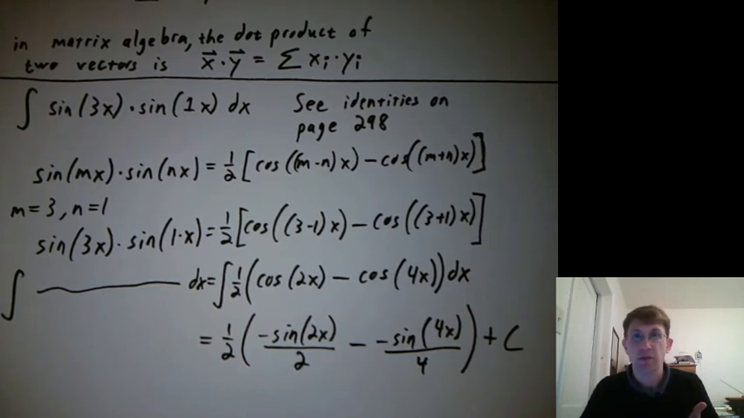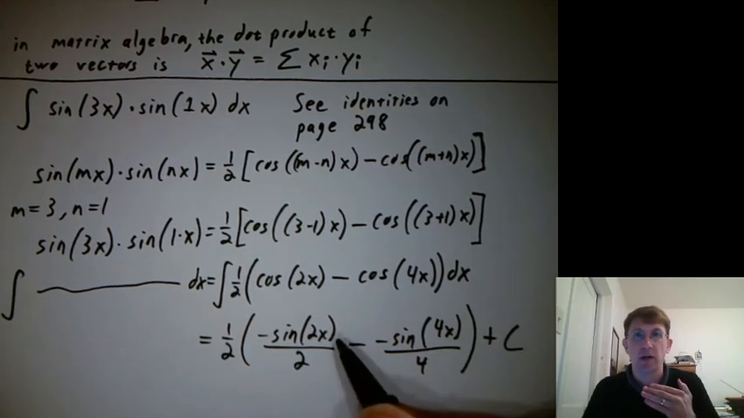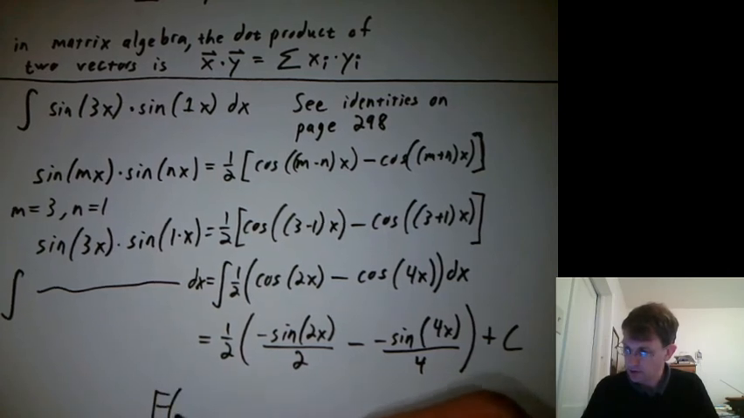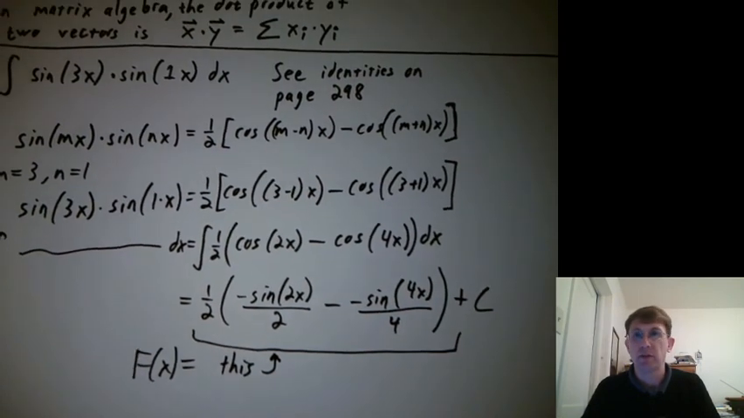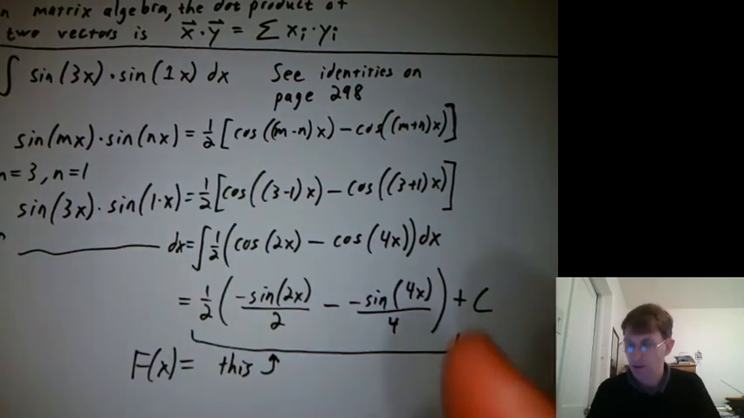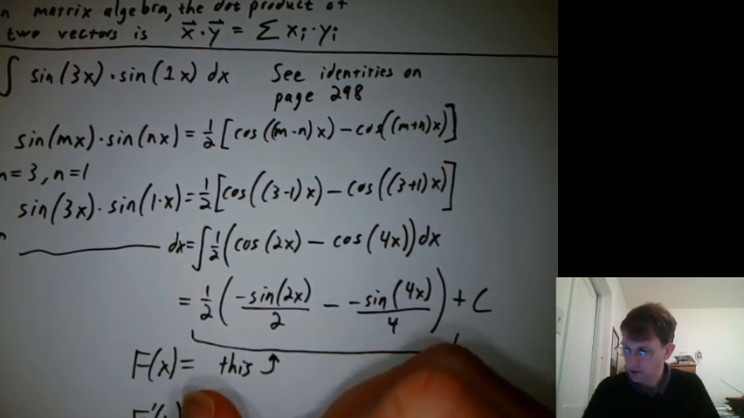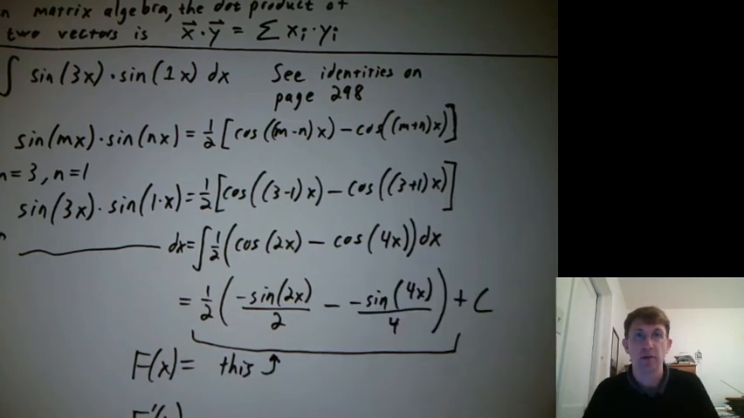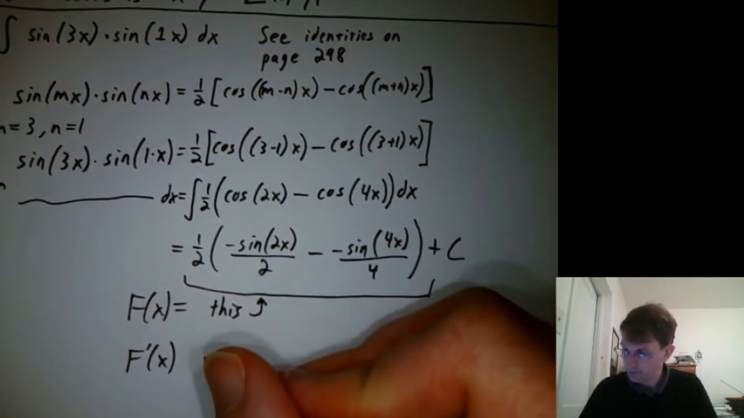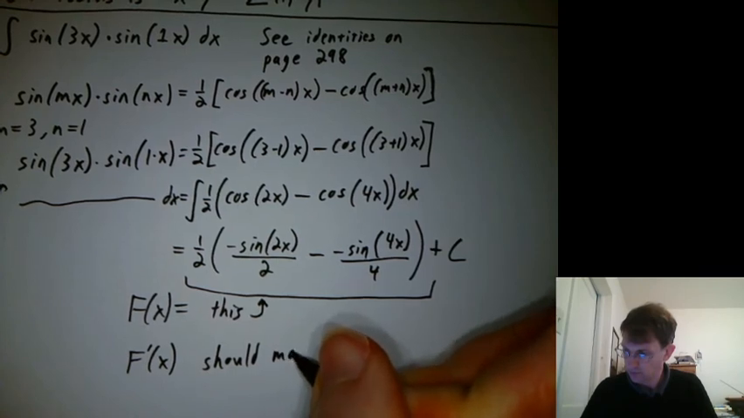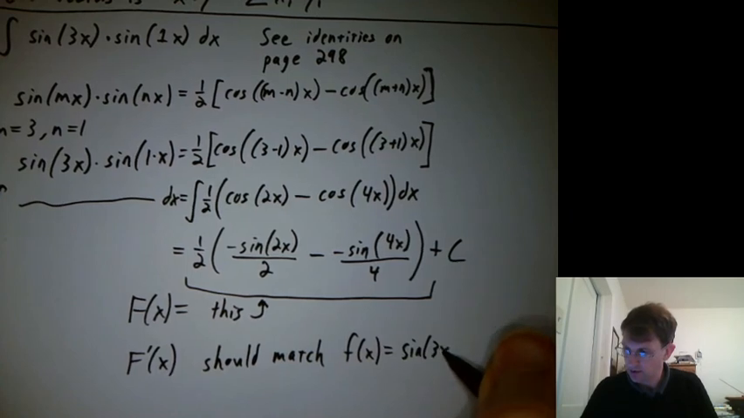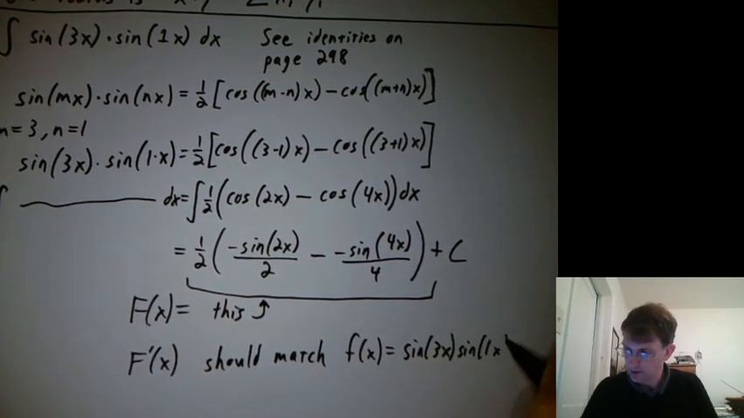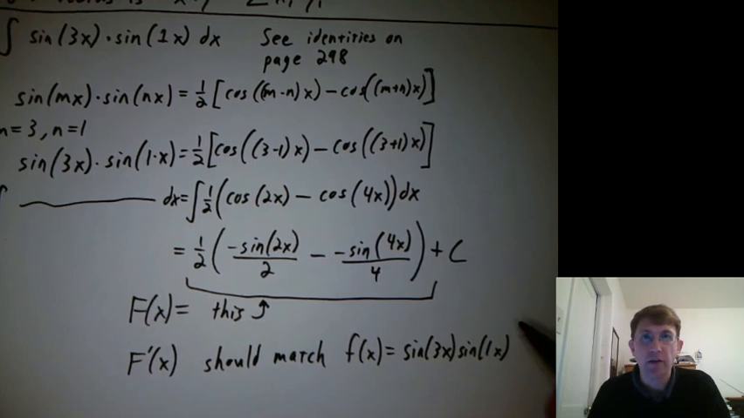So are we pretty much done? What is there to do? We could say that capital F of x equals this whole thing, and go graph capital F of x and graph lowercase f, and make sure that F prime of x exactly overlaps little f, right? Which was sine 3x times sine 1x. Wait, I got something wrong, didn't I?